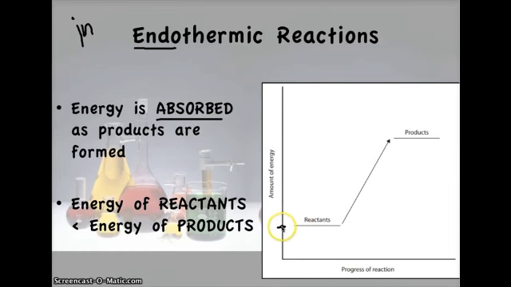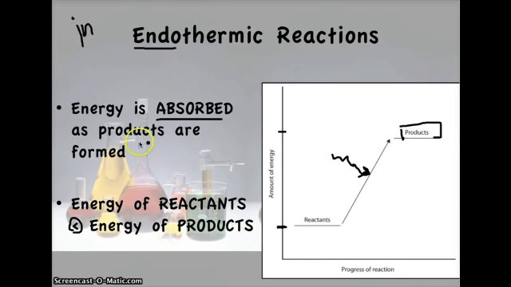The reactants start out at a very low energy. As the reaction continues, the energy is being absorbed into the reaction. So here's our energy. And then we have our products at the end after the energy has been absorbed. So the energy of the reactants is here, it's much lower. The energy of the products is up here, it's much higher. Therefore, the energy of the reactants is less than, that's what this caret right here means, the energy of the products.